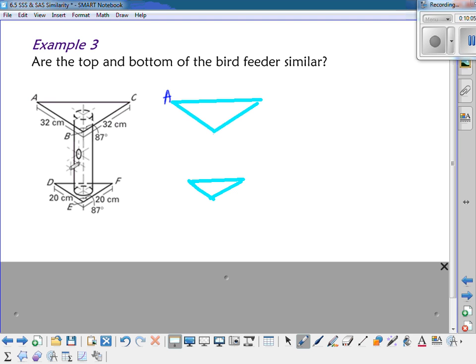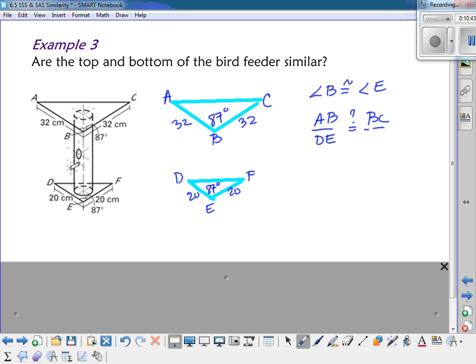triangle ABC has sides of 32 and angle B is 87 degrees, and then triangle DEF has two sides that are 20 and angle E is also 87 degrees. So first of all, I've got my congruent angles. Angle B is congruent to angle E. And so then the question you ask yourself, well, does AB over DE, does that equal BC over EF?